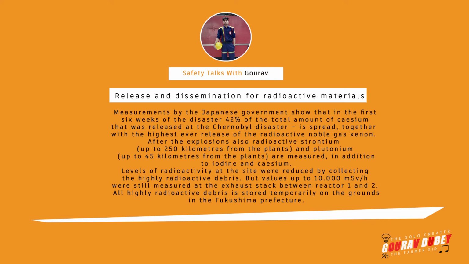Levels of radioactivity at the site were reduced by collecting the highly radioactive debris, but values up to 10,000 mSv per hour were still measured at the exhaust stack between reactor 1 and 2. All highly radioactive debris is stored temporarily on the grounds in the Fukushima prefecture.